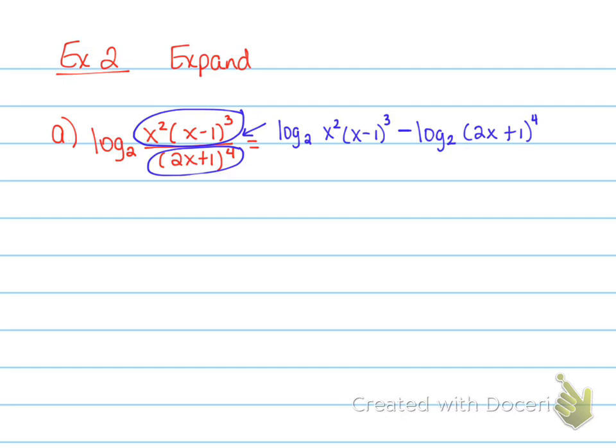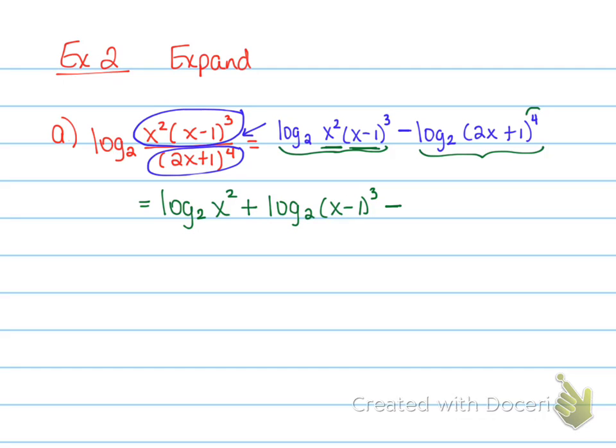So we see on this first part, we have two things here that are being multiplied. So I'm going to separate them. So remember, you can separate them by addition. So I've got log base 2 of x squared plus log base 2 of the x minus 1 cubed. And then I've got my minus sign. And right here, though, the only thing I can do right now is I can move that 4 in front of its log. So it's minus 4 log base 2 of the 2x plus 1.